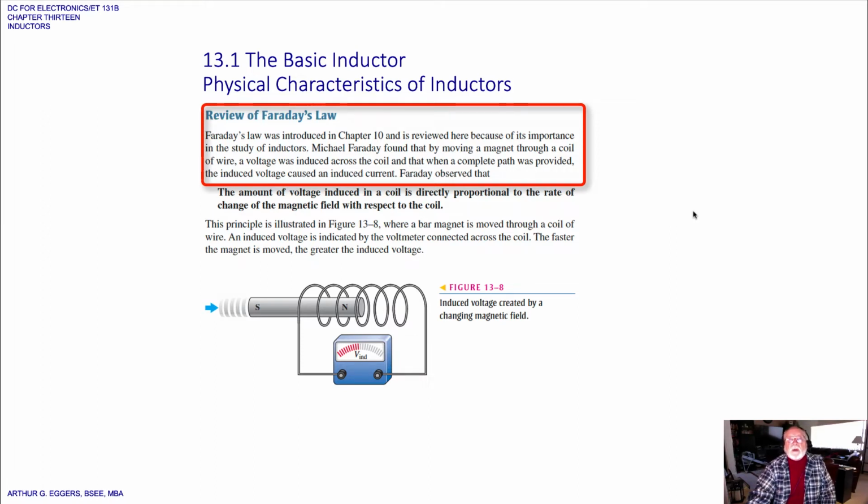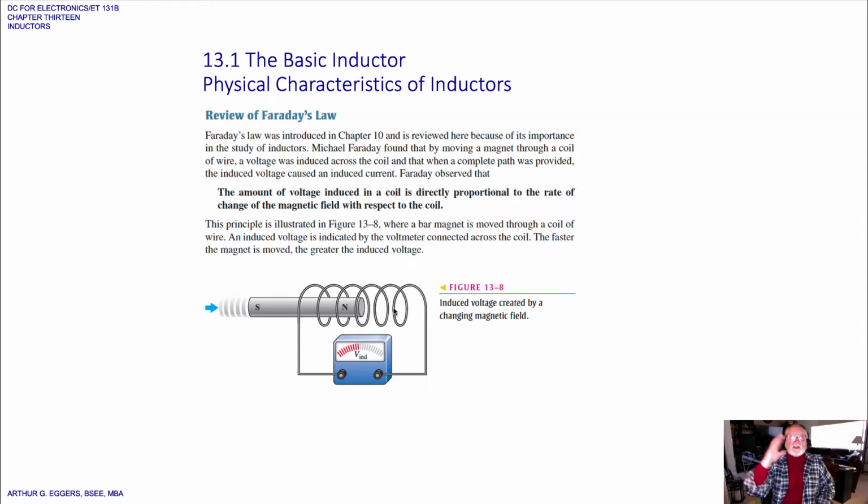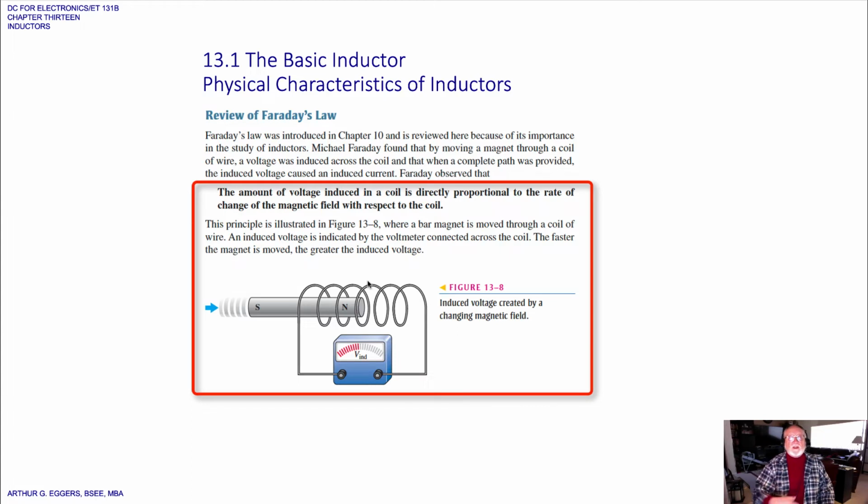Michael Faraday found that by moving a magnet through a coil of wire, a voltage was induced across the coil, and that when a complete path was provided, the induced voltage caused an induced current. So, if you will picture this magnet moving in and out, what's happening is the magnetic field is expanding and collapsing, and that's the beauty of a coil in an AC circuit. As long as the current is changing, we've got some activity within the coil. That's our di by dt.